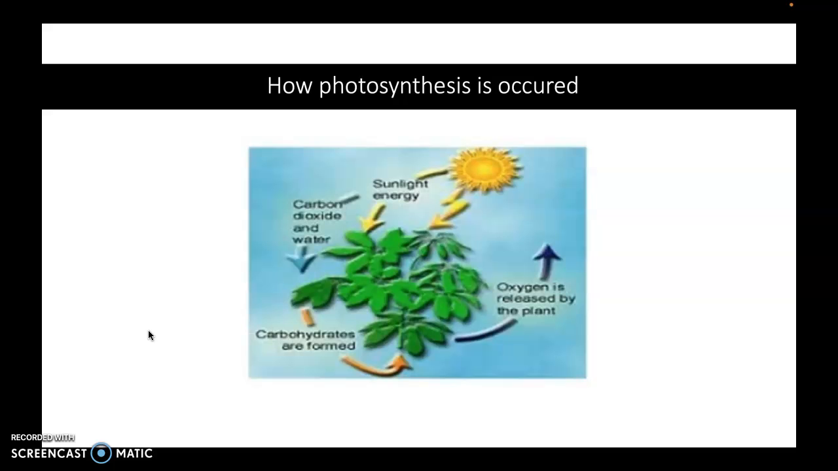How does photosynthesis occur? It takes place inside plant cells in small objects called chloroplasts. Plants get carbon dioxide from the air through their leaves and water from the ground through their roots. Light energy comes from the sun. The oxygen is produced and released into the air from the leaves.